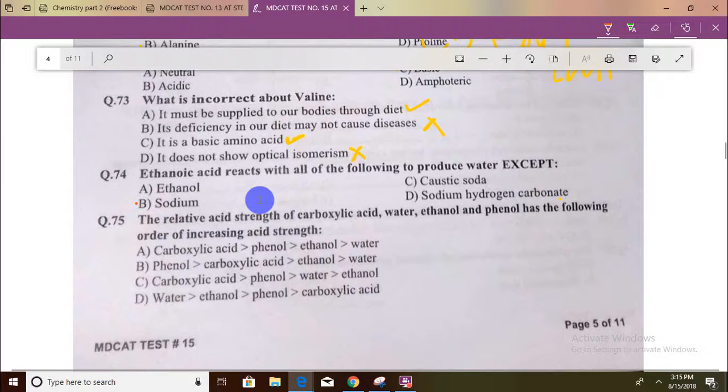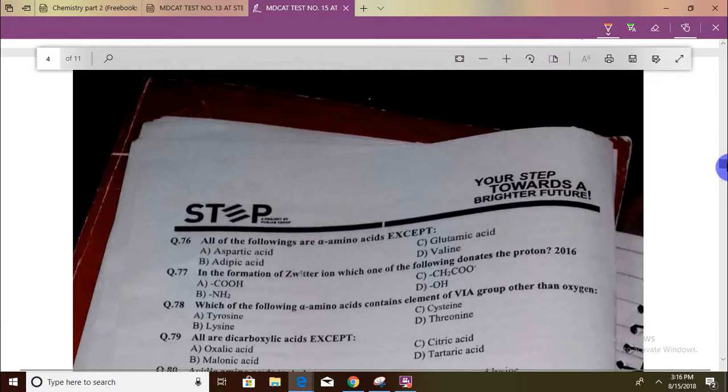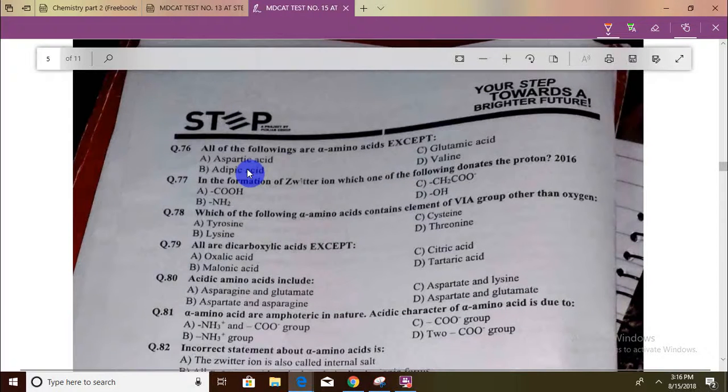The relative acid strength of carboxylic acid, water, ethanol and phenol has the following order of increasing acid strength. So this is the most strong, and then surprisingly we have phenol, and then phenol is stronger than water, and ethanol is the least strong. We know this from A levels, so I don't think there's any class need for any sort of elaboration. So all of them are alpha amino acids, except adipic acid isn't even an amino acid. It's a 6-carbon dicarboxylic acid.